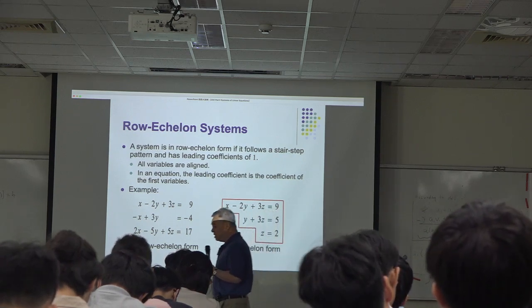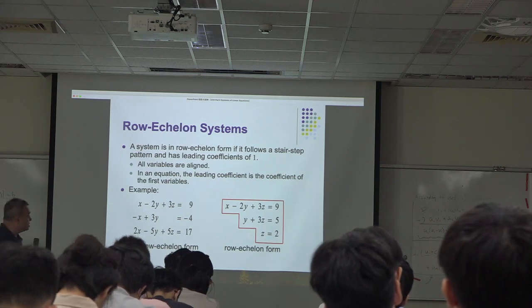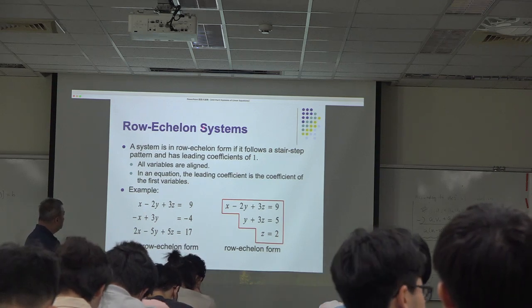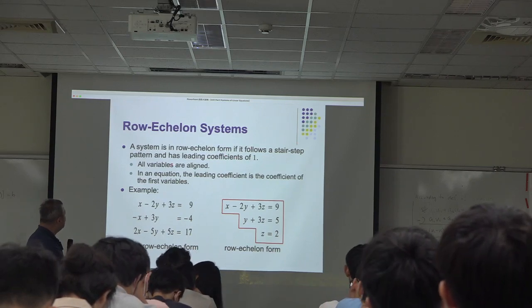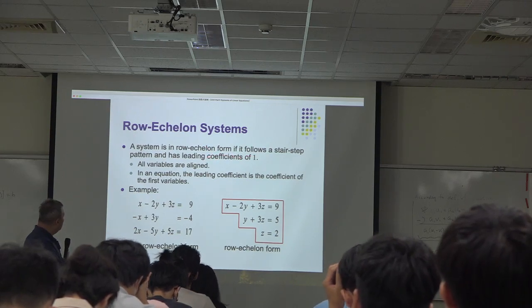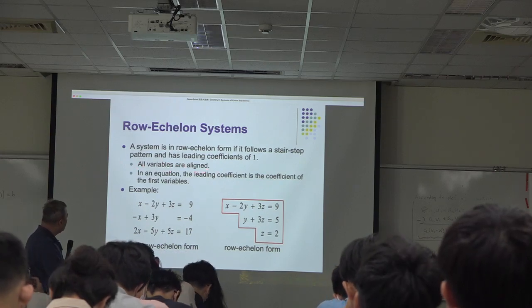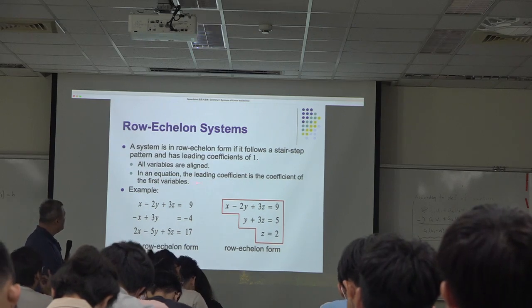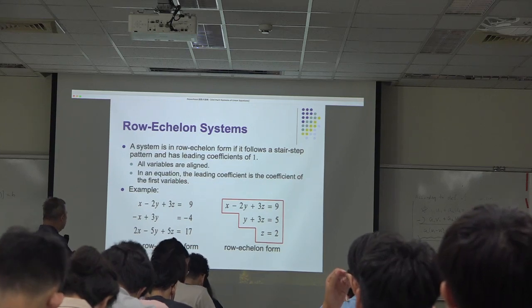We call this a row echelon system. A system is in row echelon form if it follows a stair-step pattern and has leading coefficients of 1. First we have to make sure all variables are aligned. Then in each equation, the leading coefficient is the coefficient of the first variable. I should say non-zero.